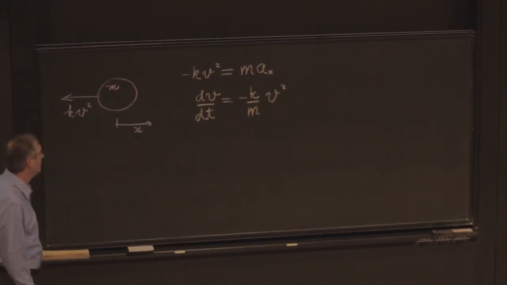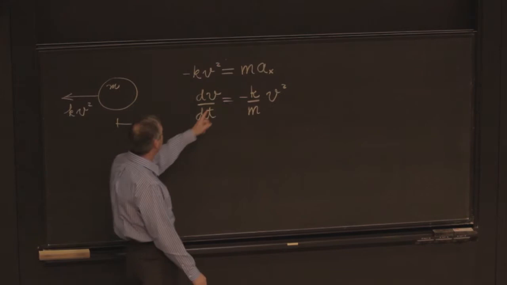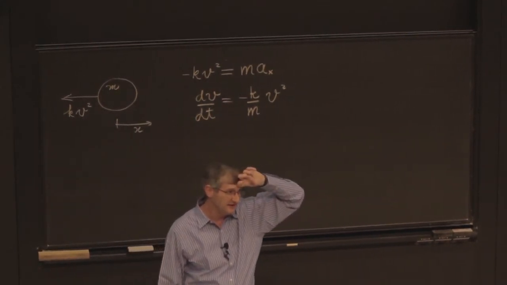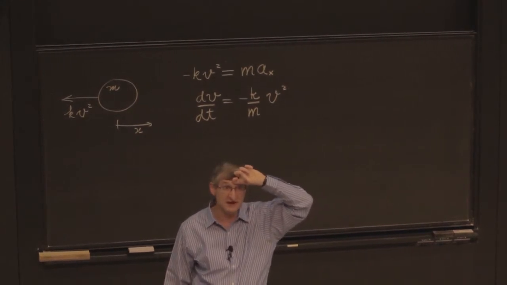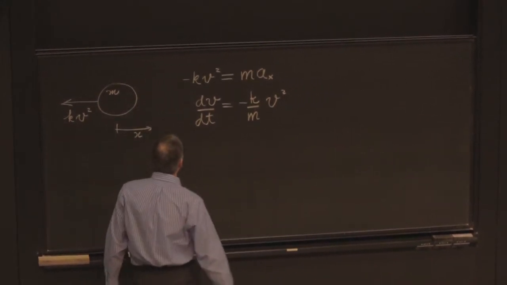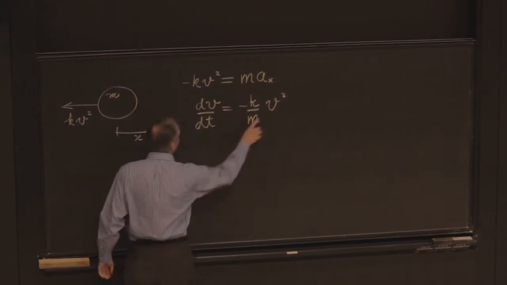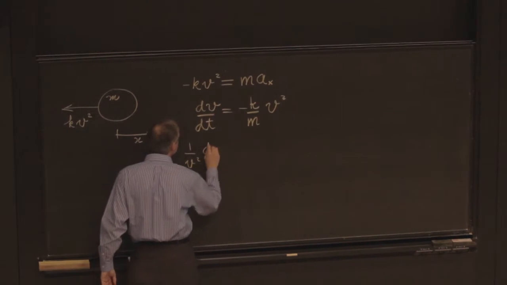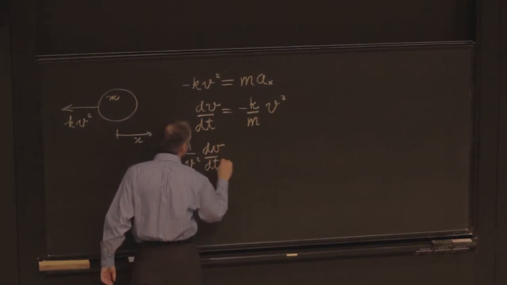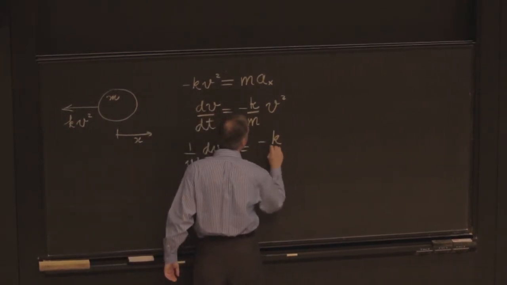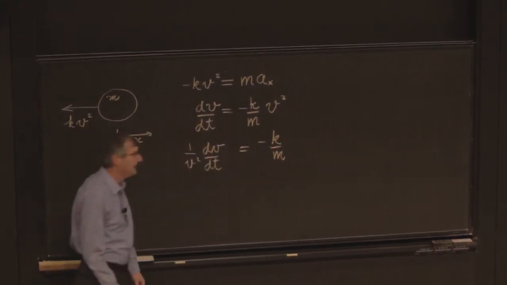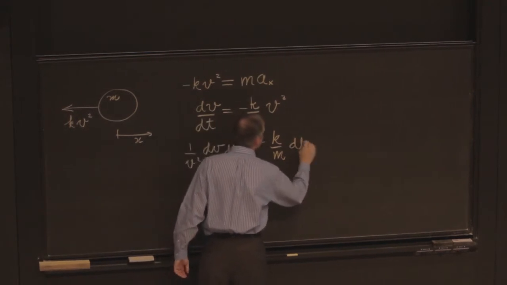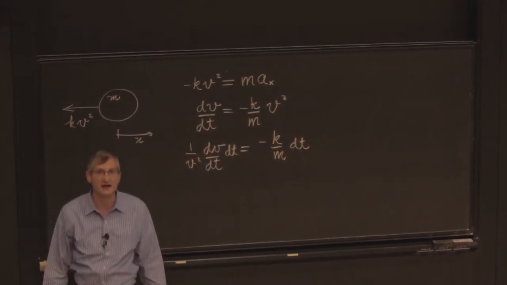Okay? So I can't just multiply by dt and integrate, because v is not a constant with respect to time. So I have to separate the variables, put this v on the left, 1 over v squared dv dt is equal to minus k over m. And now I can, if I like, multiply both sides by a little interval of time and integrate.